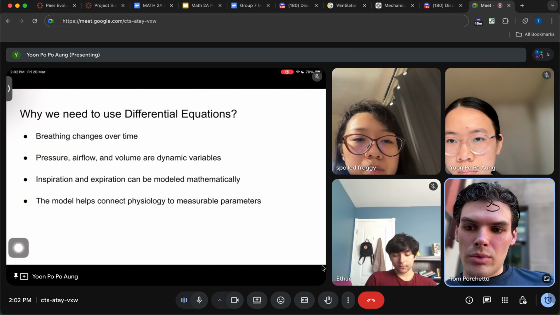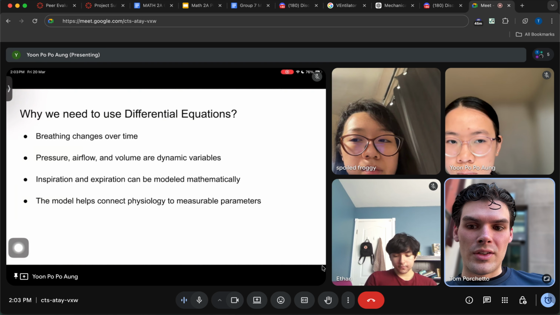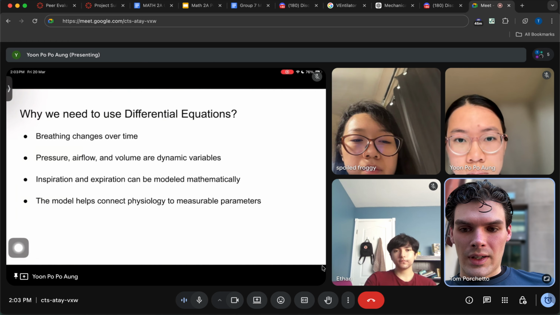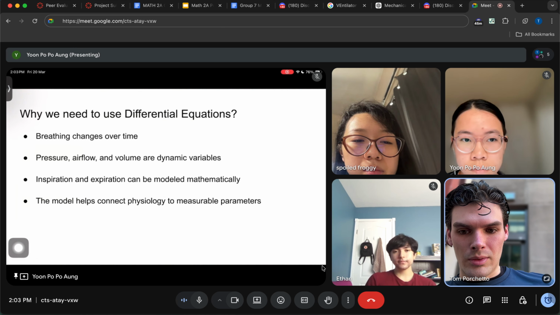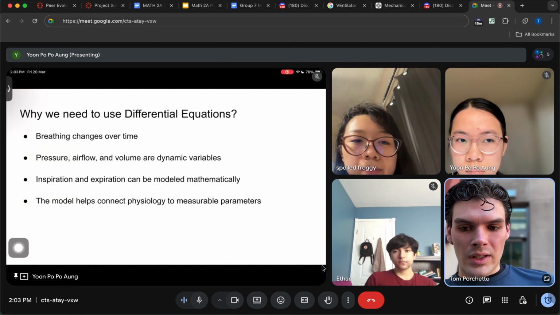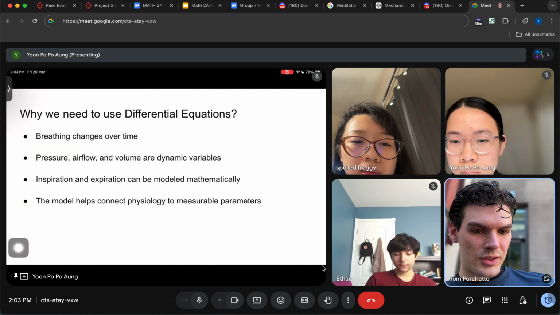Why do we need differential equations? They describe how breathing changes over time, and we are going to consider the variables of pressure, airflow, and volume. The model will help connect physiology to measurable parameters.